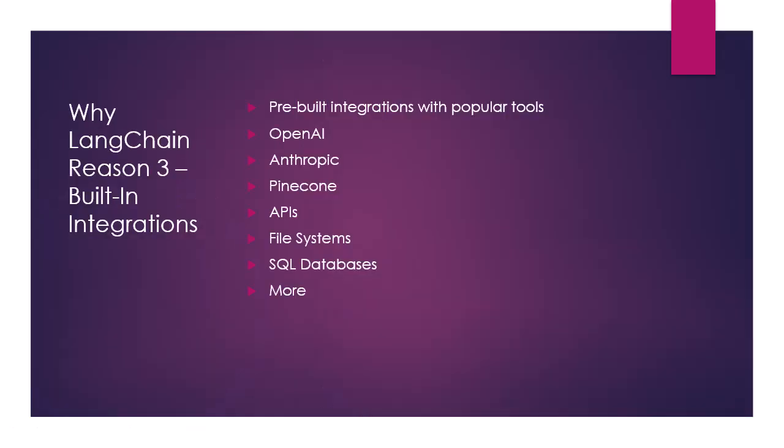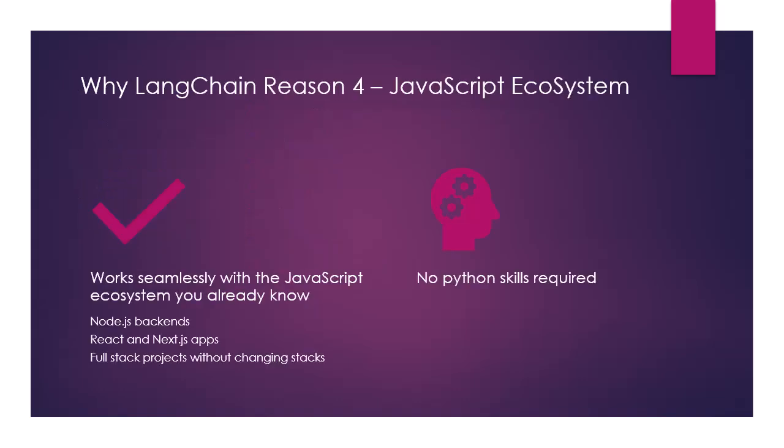And that's not all. LangChain already integrates with tons of useful tools like OpenAI, Anthropic, Pinecone, ChromaDB, APIs, file systems, SQL databases, and a lot more. So no need to rebuild those connections yourself. And because we are using LangChain JS, it fits right into the JavaScript world you already know. You can connect it to Node.js backends, React and Next.js apps, and full stack projects without changing stacks. No Python skills required. And most importantly, it helps you move faster and build smarter AI systems.